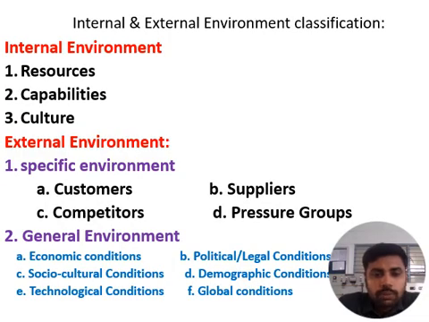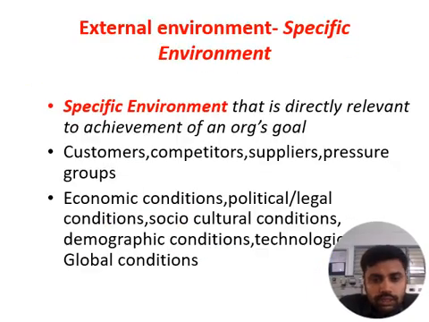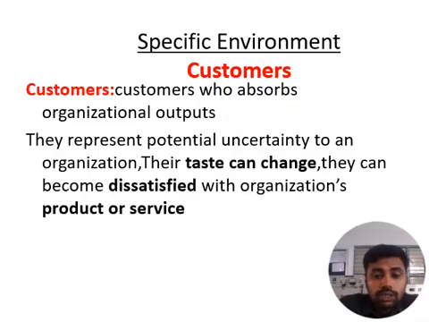Then the internal environment comes with resources, capabilities, and cultures. In the external specific environment, there are customers, suppliers, competitors, pressure groups, and the general environment. These are the conditions prevailing in the environments of the business. The external specific environment affects the achievement of organization goals: customers, competitors, suppliers, pressure groups. These are the things which come under the external environment.